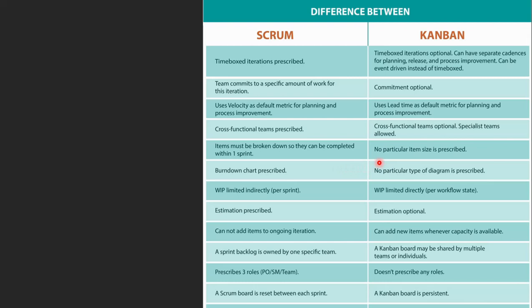But here, since it is continuous, the moment you finish one item, a new item will be added to your list. So it's continuous. You can't actually draw a burn down chart because it's always full. The burn down chart is always full. The work in progress is constant, basically, at the end of the day.